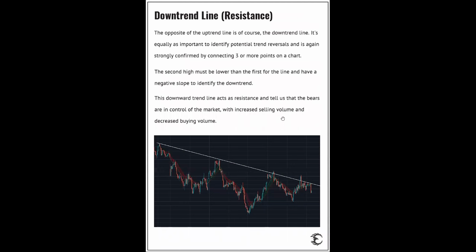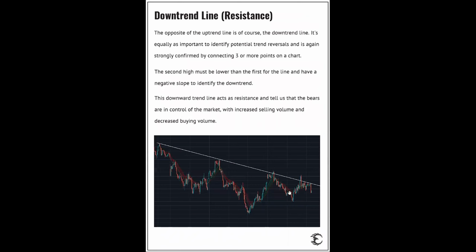It tells us that the bears are in control of the market with increased selling volume and decreased buying volume. So at these points here, we would have seen an increase in buying volume. And then as we've approached here, the buying volume has dried up and the selling volume and the bears have taken over. So it's at this point here where we would look to exit the market, saving all of this.